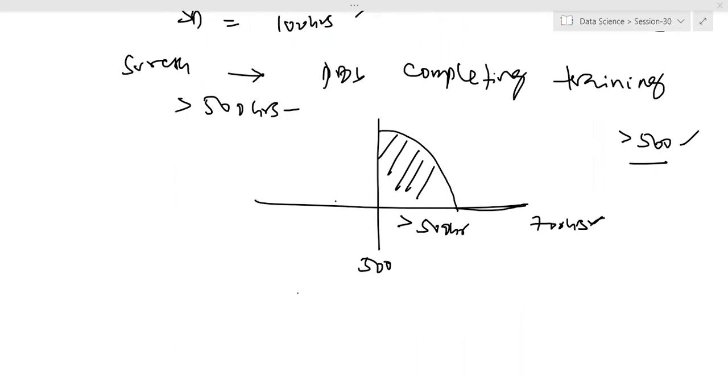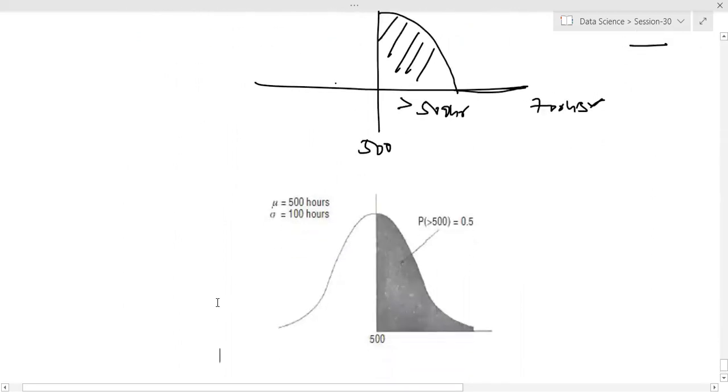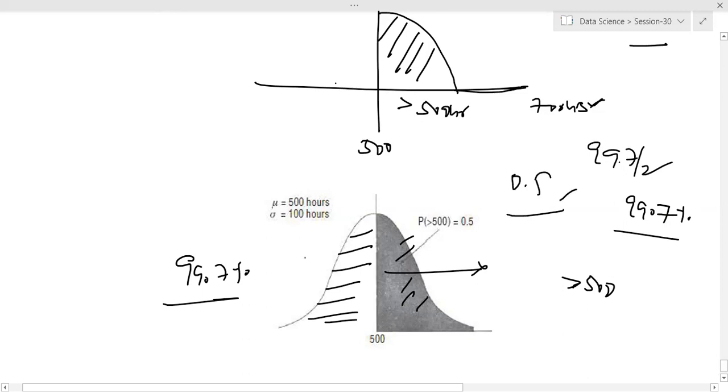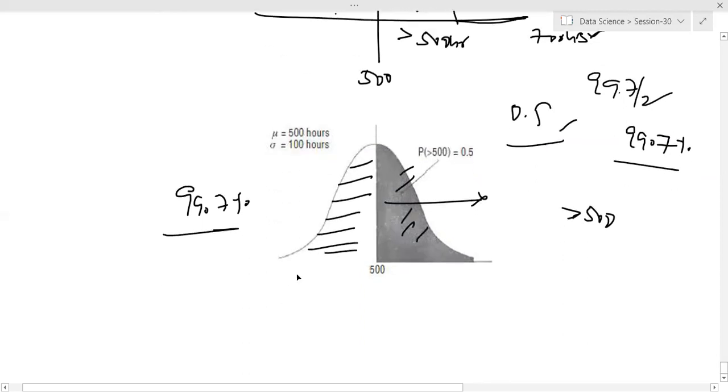Observe here, 0.1%. What is this saying? 0.5. How come? Because greater than 500 means, friends, how much? I can take up to 99.7% of the data completely. If I add this side also, I would get 99.7%. Now my interest is only the right side, greater than 500. What is that? 99.7 divided by 2, almost 50%, that is 0.5. That's all.